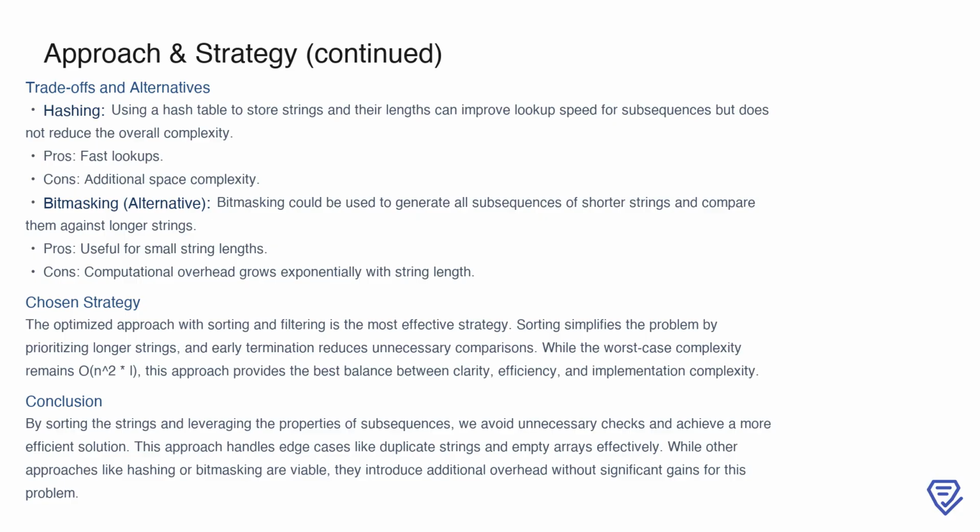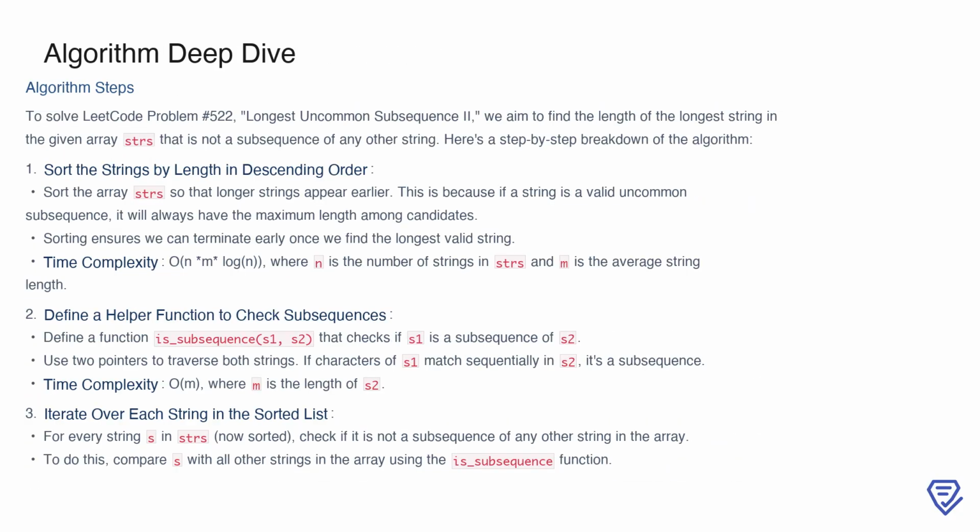for this problem. To solve the problem of finding the longest uncommon subsequence, we start by sorting the strings in descending order of their lengths. The reason for this is that the longest string, if it is valid, will always give us the maximum possible result, so we can stop our search early. Sorting the array ensures we prioritize longer strings first, which helps in optimizing the algorithm.